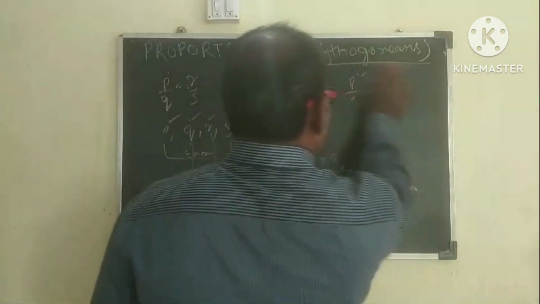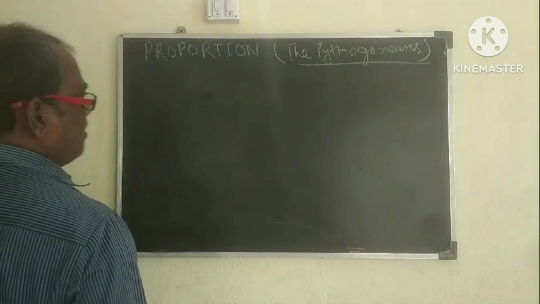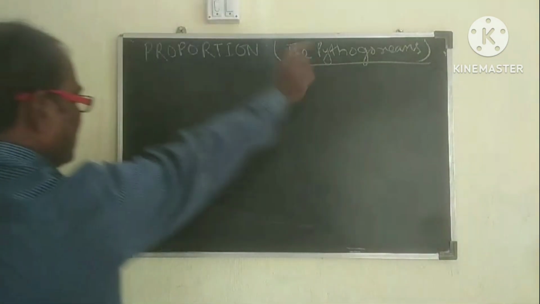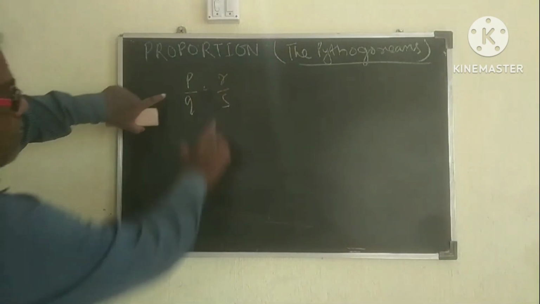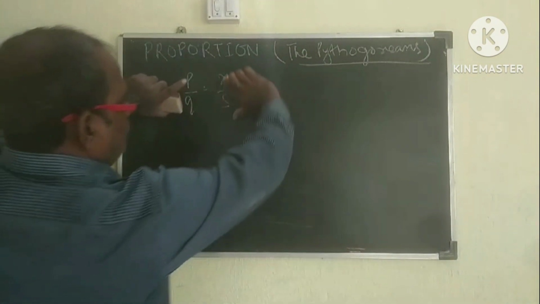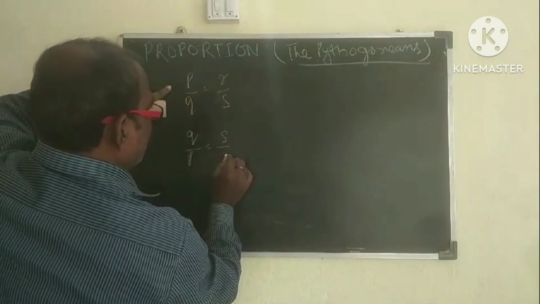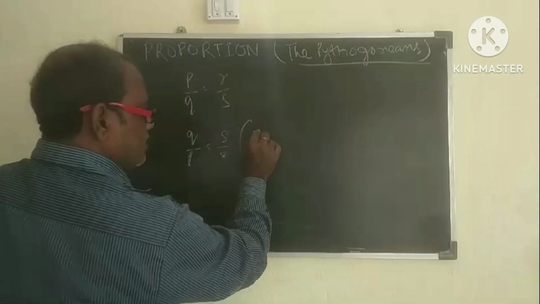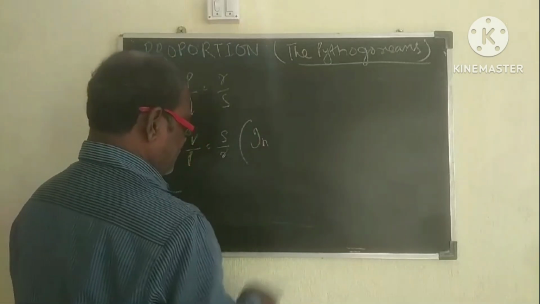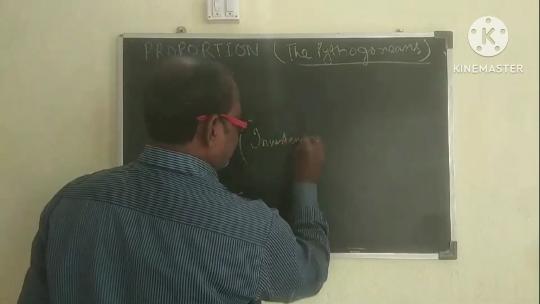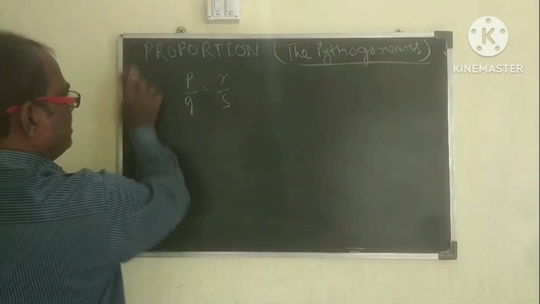Now let us go with another point, that is number 1. We know that P, Q, R, S are in proportion. Then what happens? We can write here P by Q is equal to R by S. Now if we do the reciprocal on both sides of the equation, it becomes Q by P is equal to S by R. This we say as invertendo.